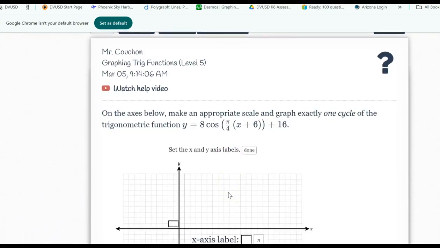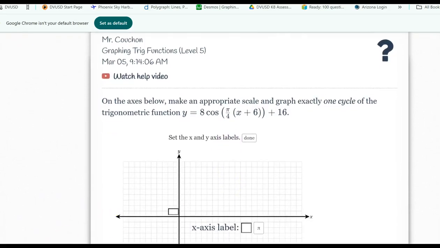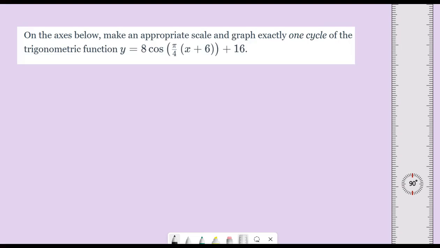Okay, they've given us a new problem. Let's go ahead and tackle this one. I'd like you to try this on your own, and then when you're ready, you can unpause, and I'll unveil my solution a little bit at a time.